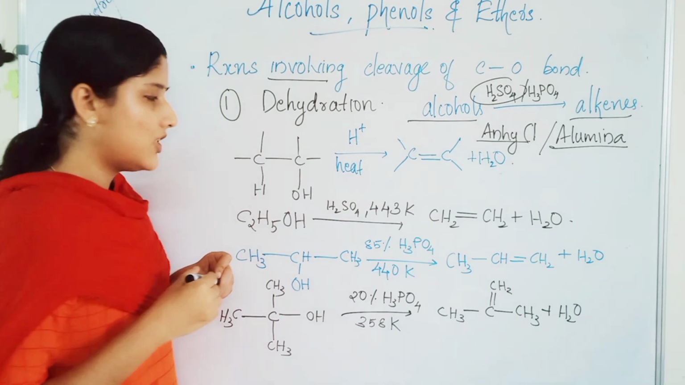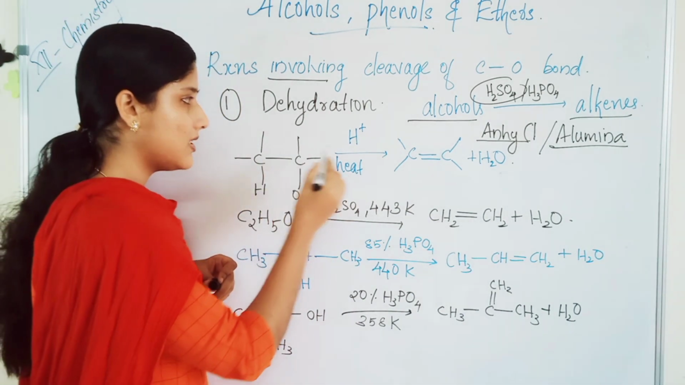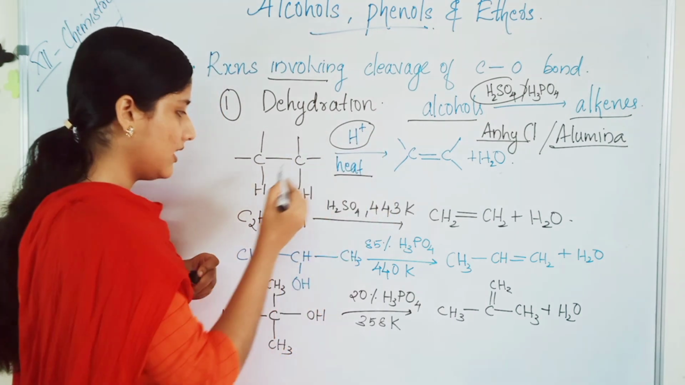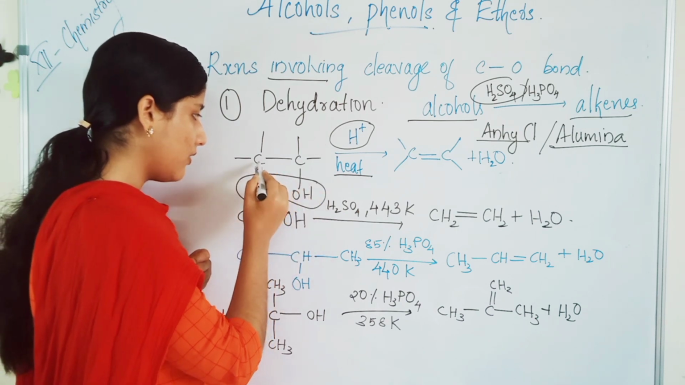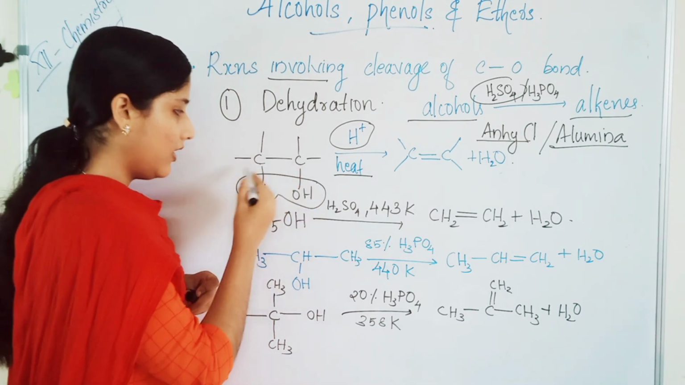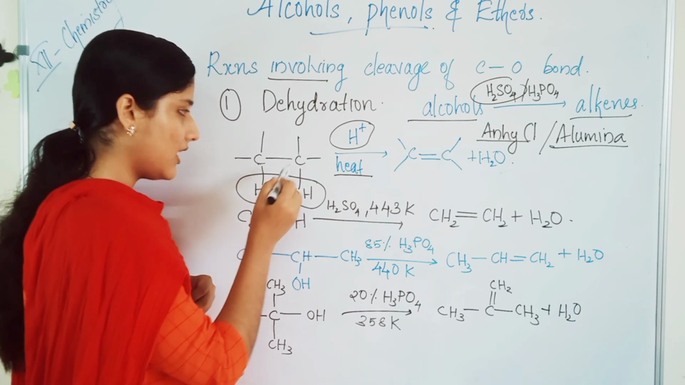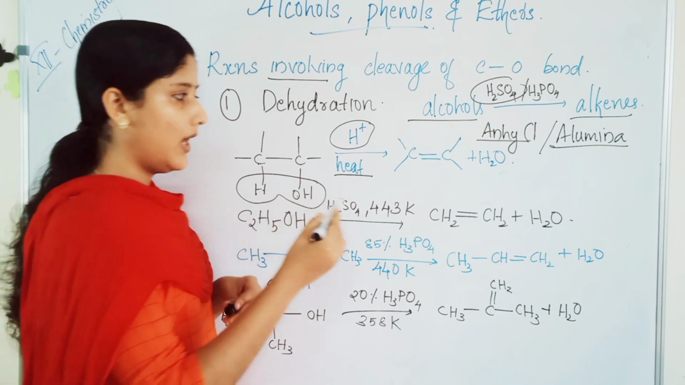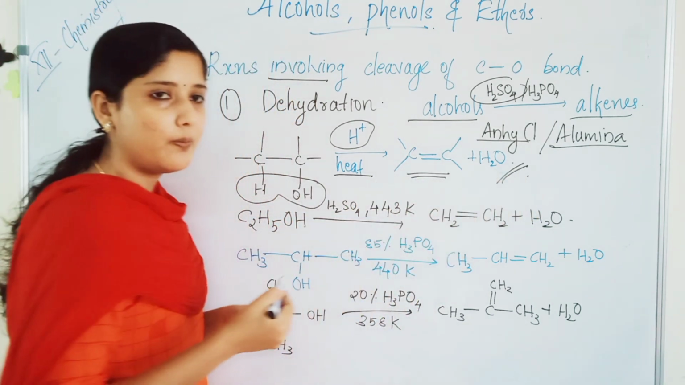How does dehydration occur? When an alcohol reacts in the presence of H+, protic acids give H+, and on heating, water removal takes place. One hydrogen from one carbon and the OH from the neighboring carbon will be removed as H2O, and you will get the corresponding alkene plus a water molecule.